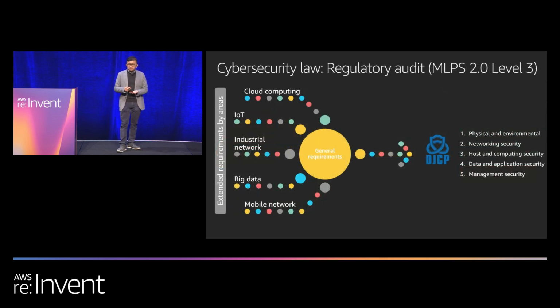Now, there is also a very important component within the cybersecurity law, right? It is a regulatory audit called MLPS 2.0. Its full name is actually Multi-Level Protection Scheme 2.0. And level 3 is actually the standard that we have achieved. That means we can even handle confidential data. This is a very comprehensive audit.